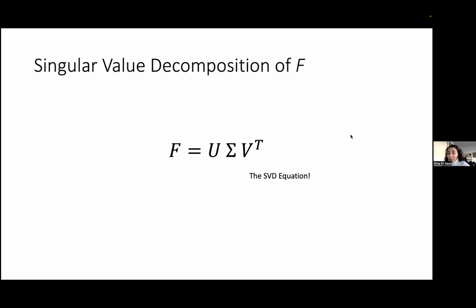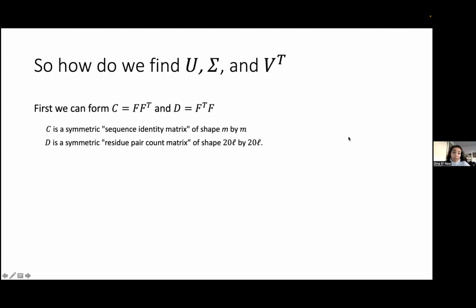But how do we get those from our one-hot encoded MSA? That's kind of what our paper explored. We have the proofs for how you get all of them and how you can think about them related to protein sequences. And I'll go through that very briefly.